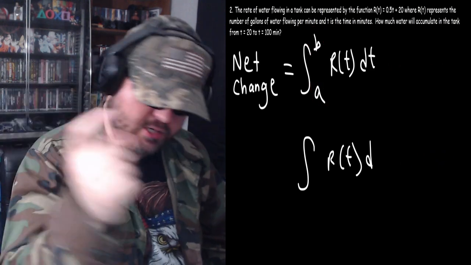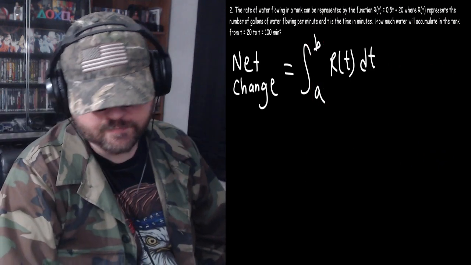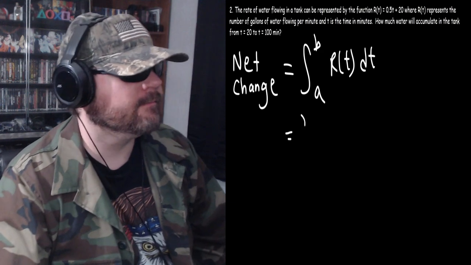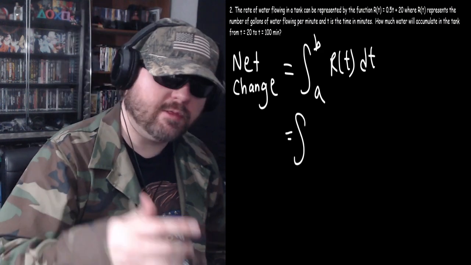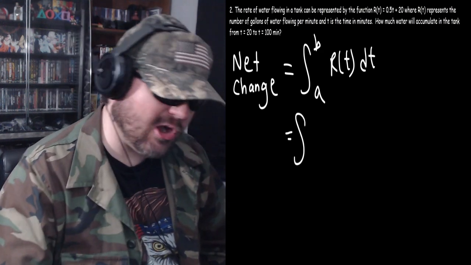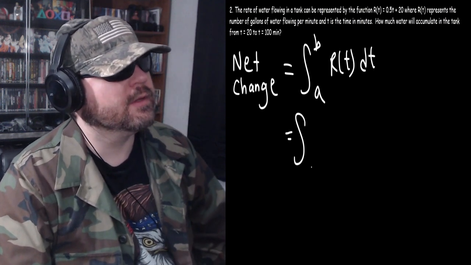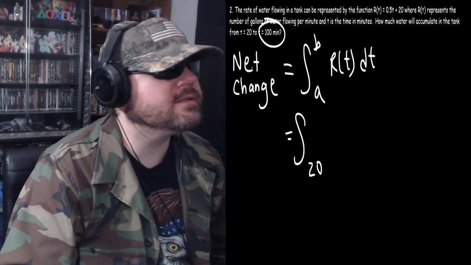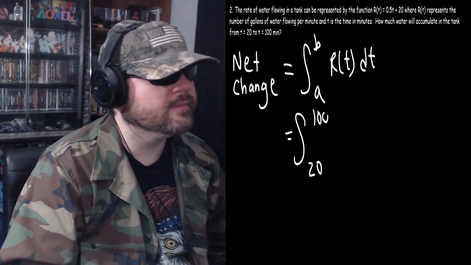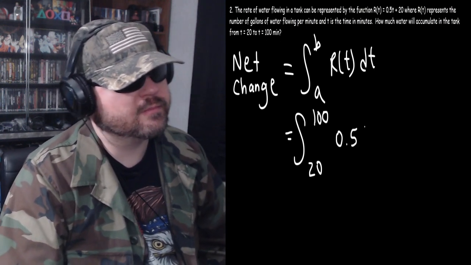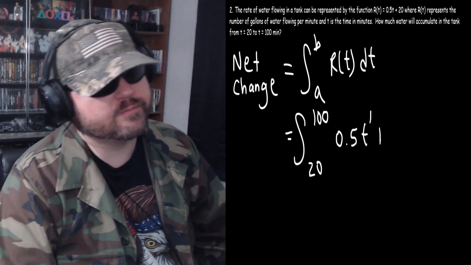So going back to this problem, to calculate how much water will accumulate in a tank in 80 minutes, we can see that a is 20, that's the lower limit. That's a capital B is 100. R of t is 0.5t plus 20.